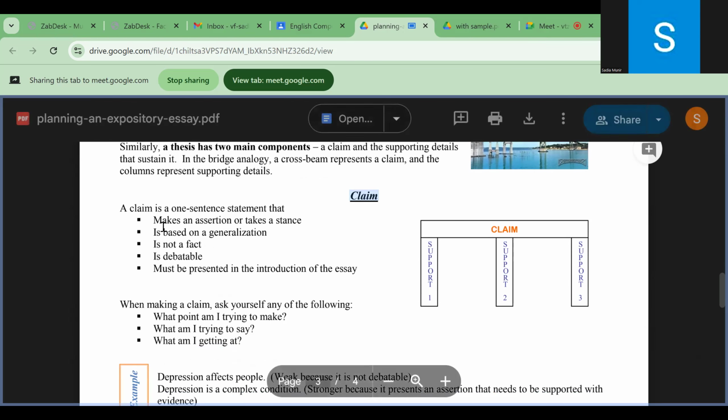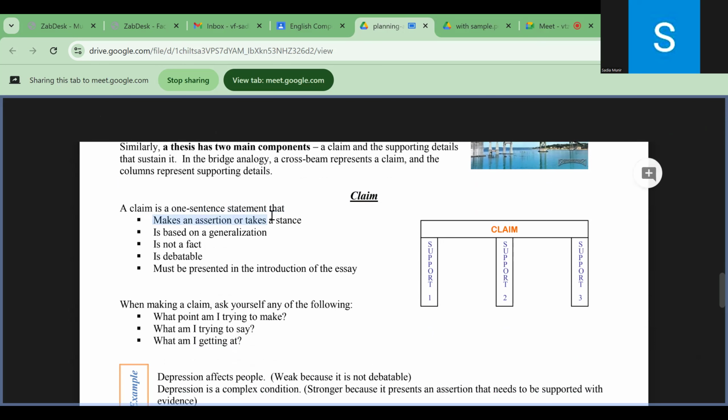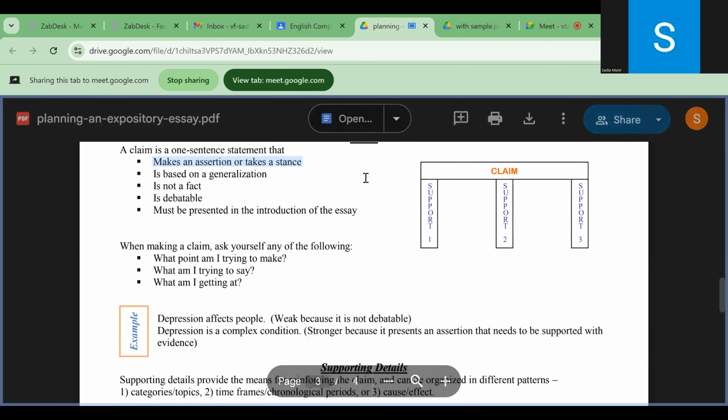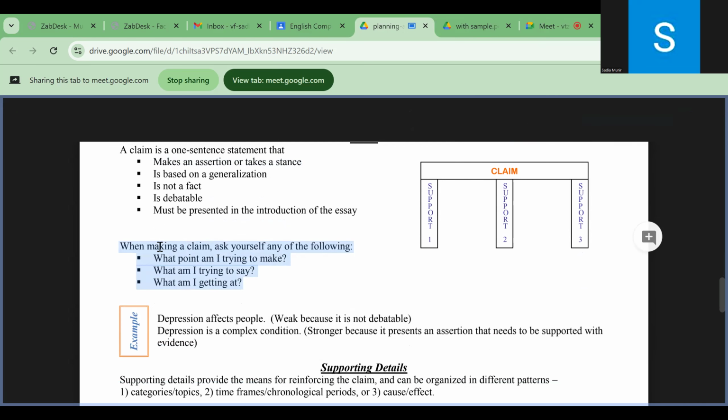So claim में क्या होना चाहिए? A claim is a one sentence statement. It makes an assertion or it takes a side or a stance. It's based on a generalization. It is not a fact, it is debatable, but must be presented in the introduction part of your essay. When you're making a claim in your essay, you should ask these questions to yourself in order to cross check whether your claim is strong enough to be written in your essay.